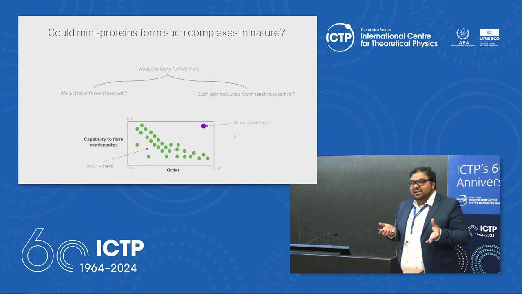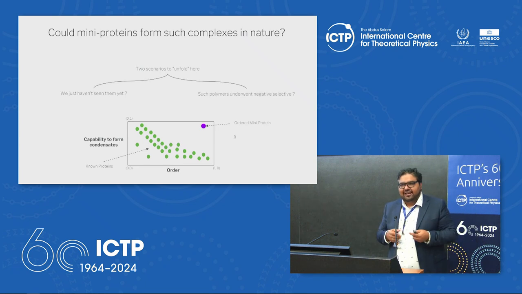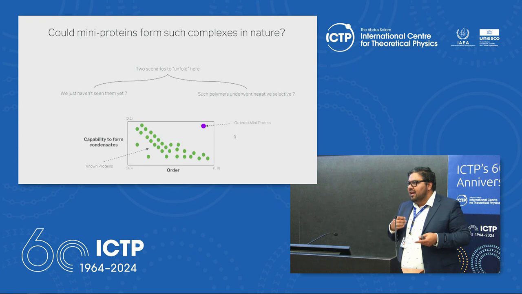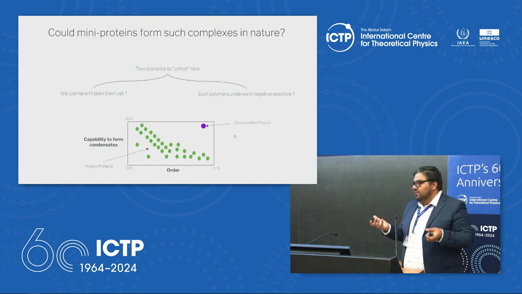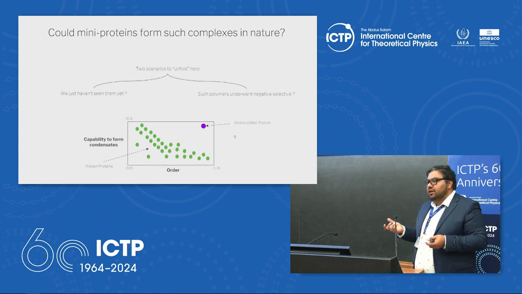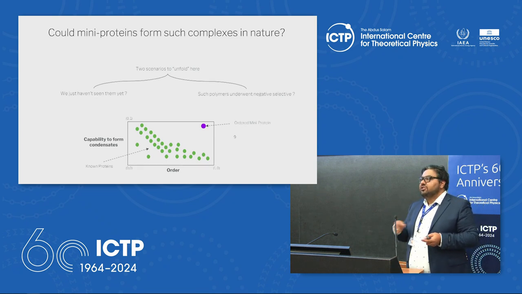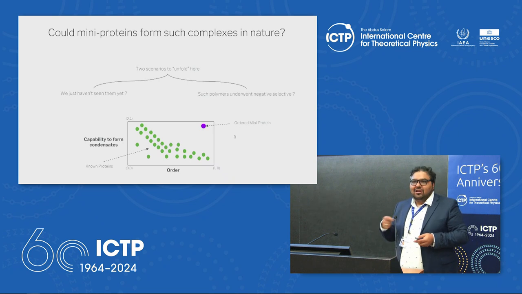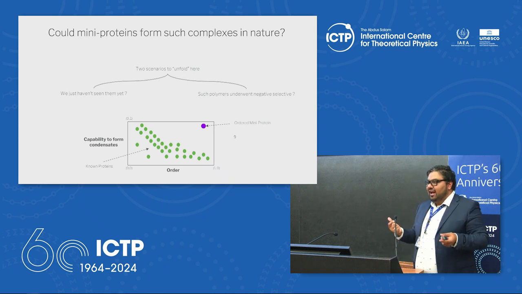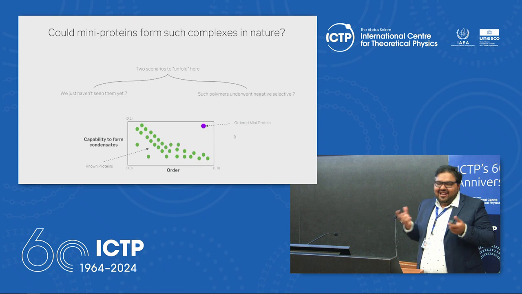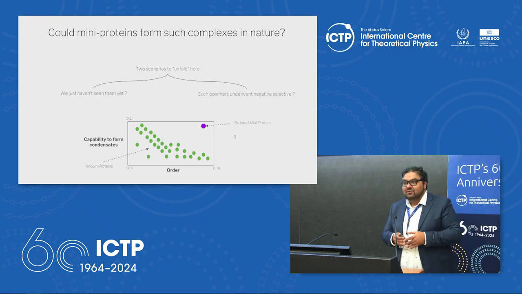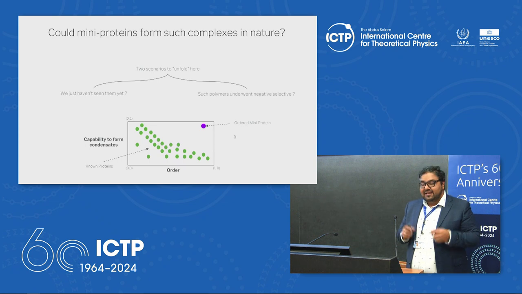And what could this really mean? Well, it could mean two things. One is that we just haven't seen them yet. They're hard to identify, and maybe newer experimental techniques will help us see them. And the other is that they might have actually undergone negative selection. Such ordered proteins with such unregulated phase separation might not be the nicest thing that nature would like because they're uncontrollable, and nature doesn't like uncontrollable things. So perhaps it's gotten negatively selected. And I'll leave you with that thought.